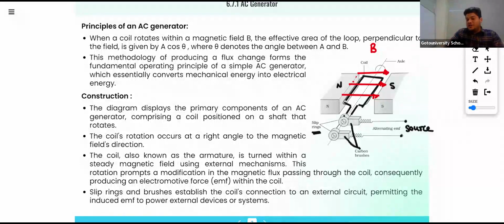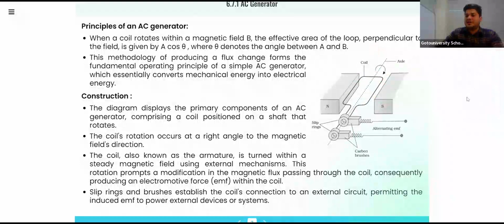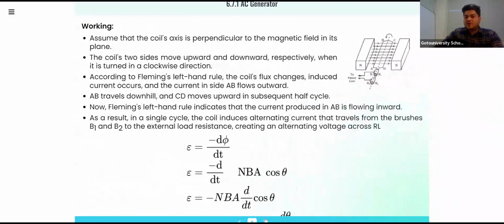Now, how can we rotate this? That we will study in AC circuits. But do you understand the concept? When the coil is rotated, there will be a cut in the flux, and the change in flux will be responsible for production of induced EMF. So this is how our AC generator works. Now we have a small derivation for it.